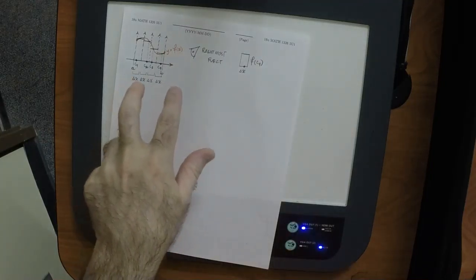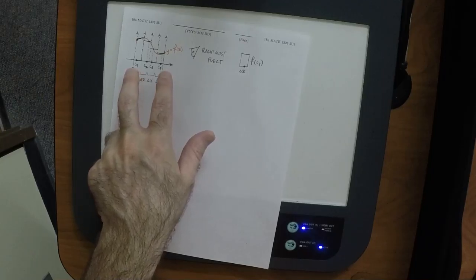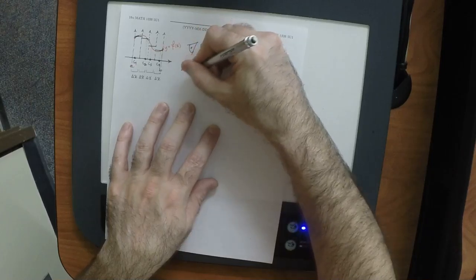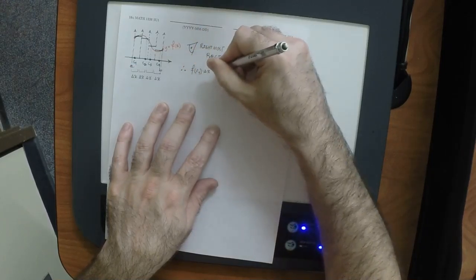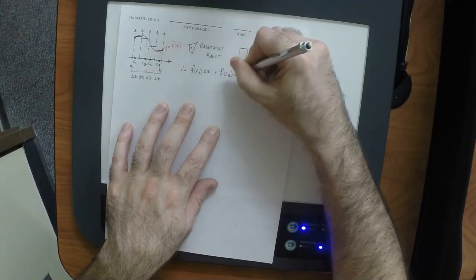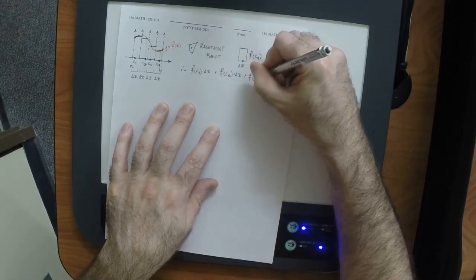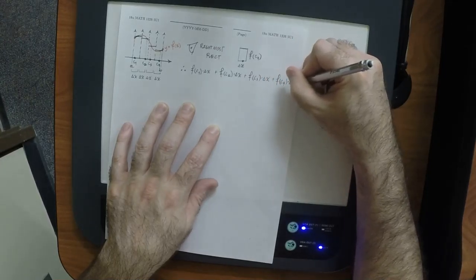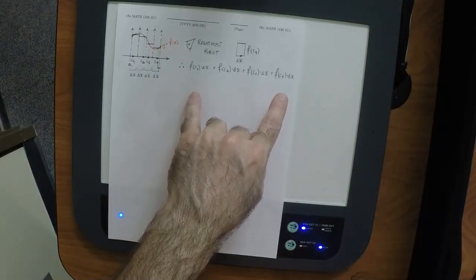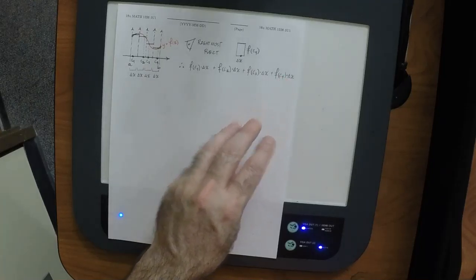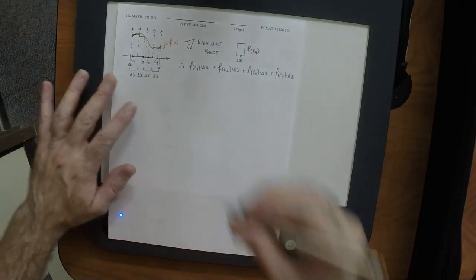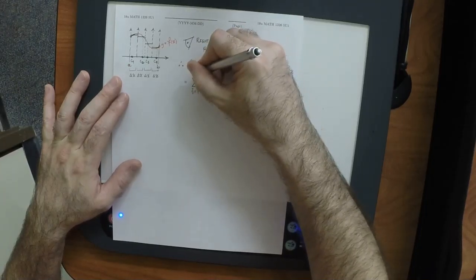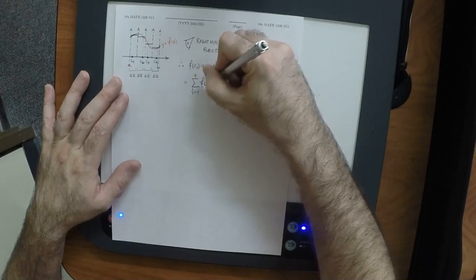So then that means that the estimate for the area using these specific four rectangles would be f evaluated at C1, delta x, plus f evaluated at C2, delta x, base times height, plus f evaluated at C3, delta x, plus f evaluated at C4, delta x. Okay. Now that's pretty tedious to write. Don't we have a better way to write that? The sum, right? The summation notation with sigma. So this will be the summation from i is 1 to 4 of f of ci times delta x.